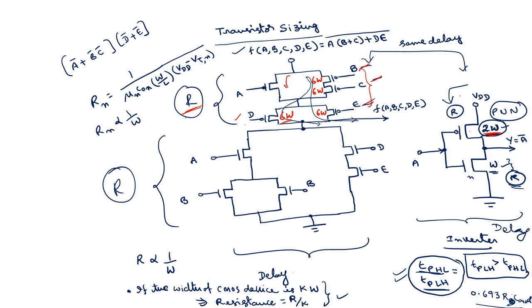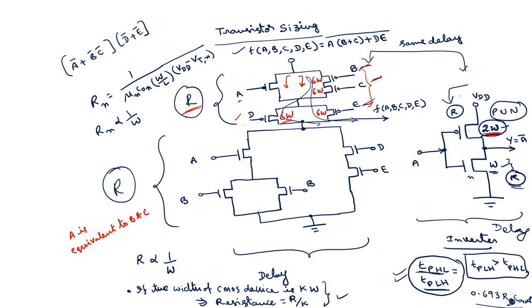We can see that these two paths are in parallel. Means this A is equivalent to B and C. Two resistors if you connect in series, the resultant resistance is 2R. So this should be equivalent to 3W, because the resultant of this 6W, 6W in series: resistances in series means we have to add, widths in series means we have to take the parallel combination, 6W into 6W by 6W plus 6W, which is 3W. So the size of this one is 3W. This is about the pull up network.